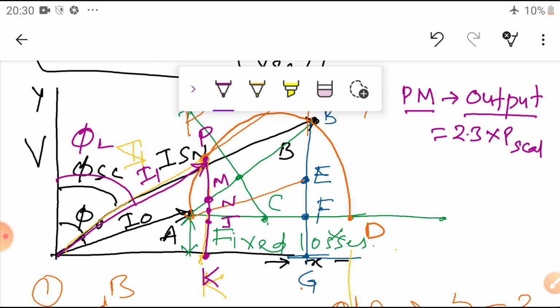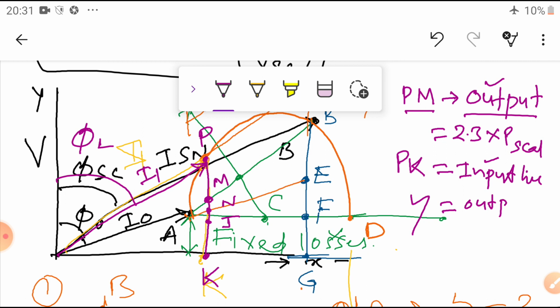Now what is the value of PK, from P to K, the total length of the line? That is equal to the input line. So how do we know that value? Measure the length and convert it into the power scale, then you know the input. If you know the output and the input, you can easily calculate the efficiency. Efficiency is equal to output by input, simply.